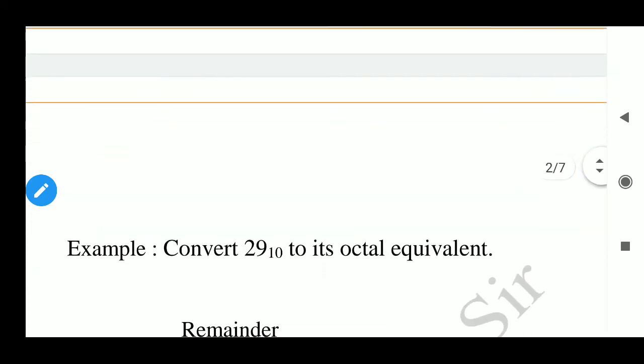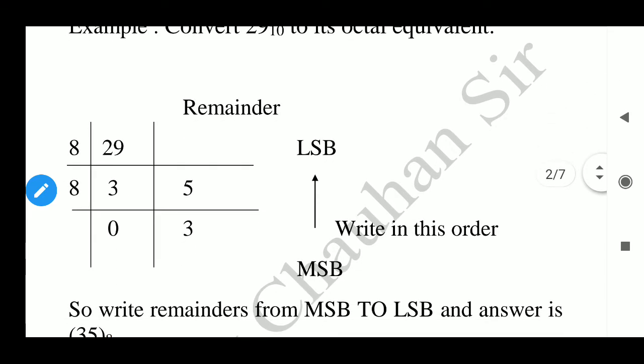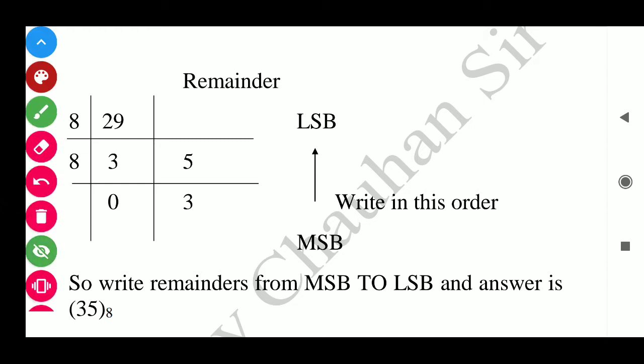Just see the example. Convert 29 base 10, that is your decimal number, to its octal equivalent. If we divide this 29 by 8, the quotient will be 3. So write this quotient here, and the remainder is 5. Same way as you had converted your decimal number to binary.